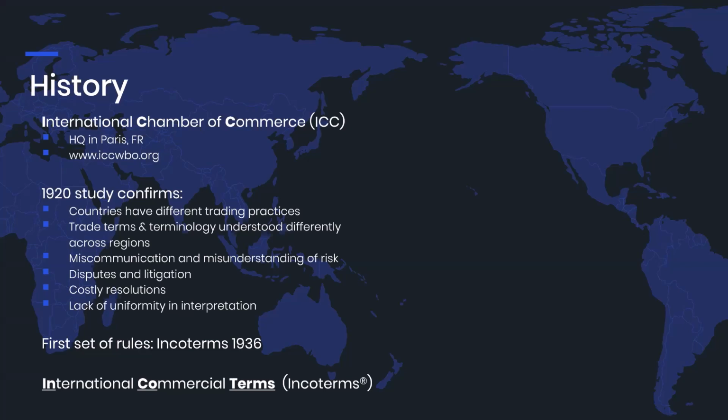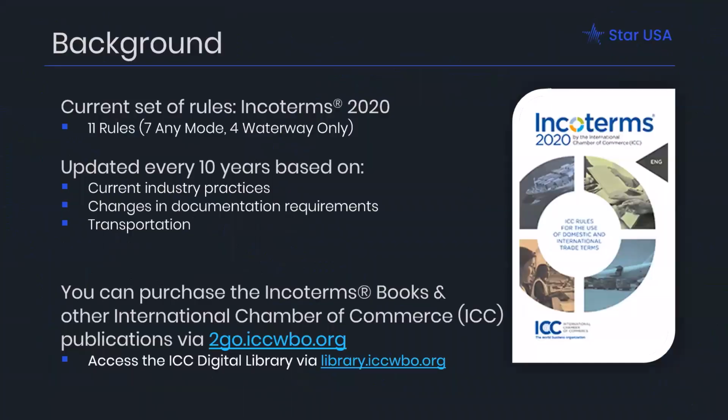And the first set of rules was published in 1936, Incoterms 1936. Incoterms, the word, is an amalgamation of international commercial terms. I guess that's a portmanteau. INCO terms, international commercial terms. So that's where they come from.